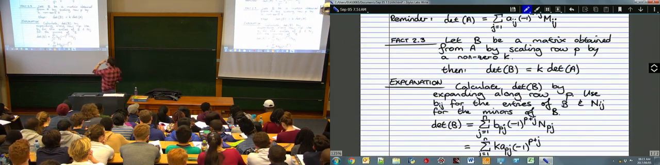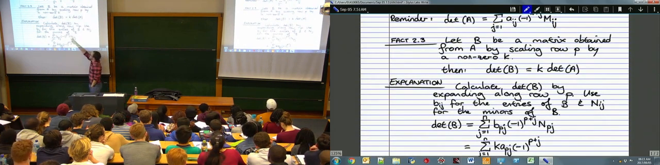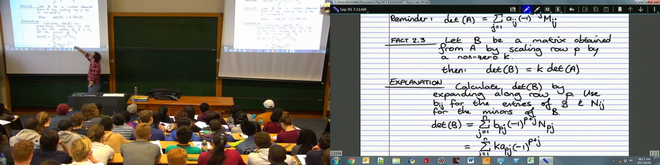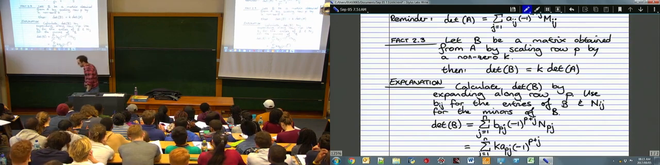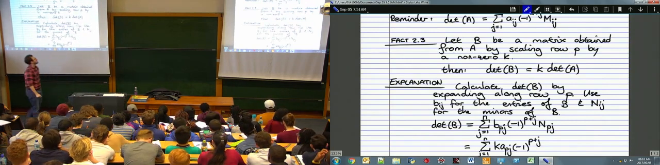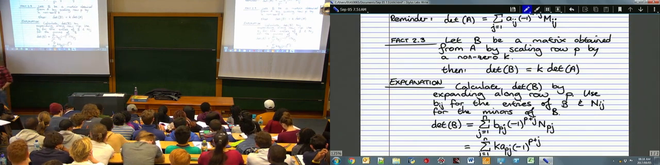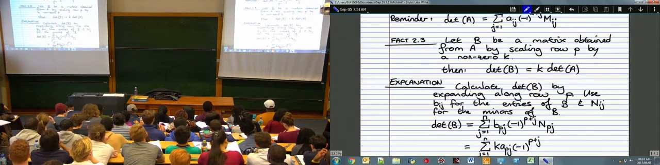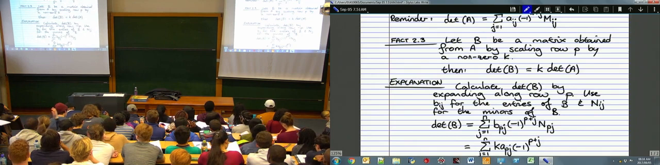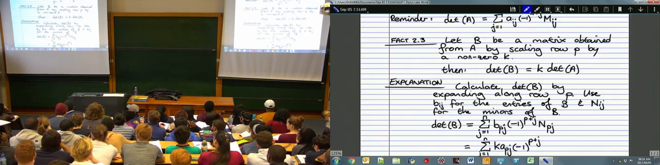And now I've got to find some way of relating these minors n of B and the minors m of A. So what is the relationship between the minors in this matrix B and the minors in the matrix A? They don't change. Why don't they change?